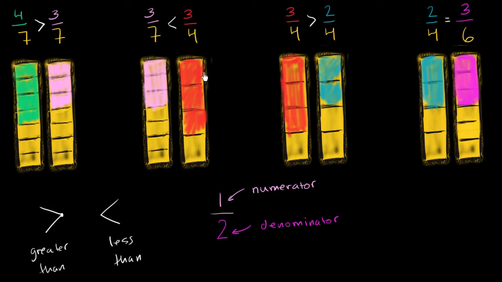If we were to just draw the whole and split it only into two sections, we are shading in exactly one out of the two sections. So you could say that 2/4 is equal to 3/6, and they both equal 1/2. So 1/2 is equal to 2/4 is equal to 3/6.